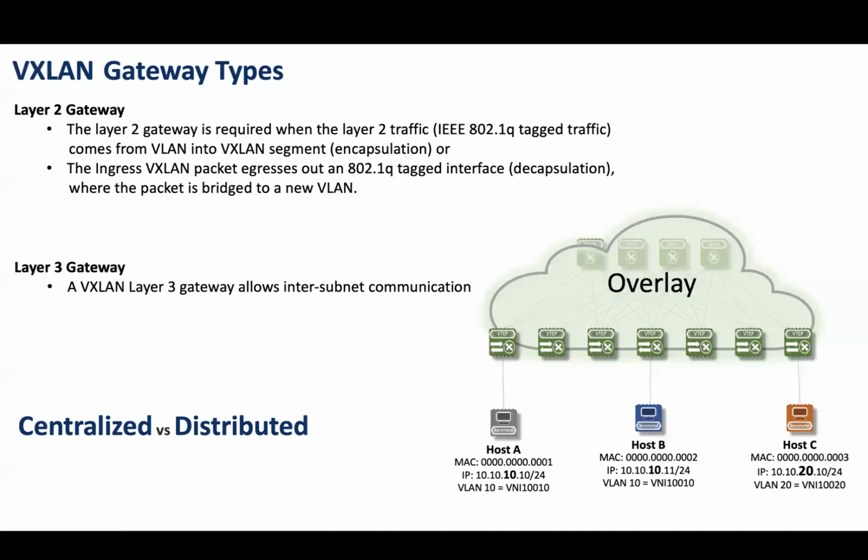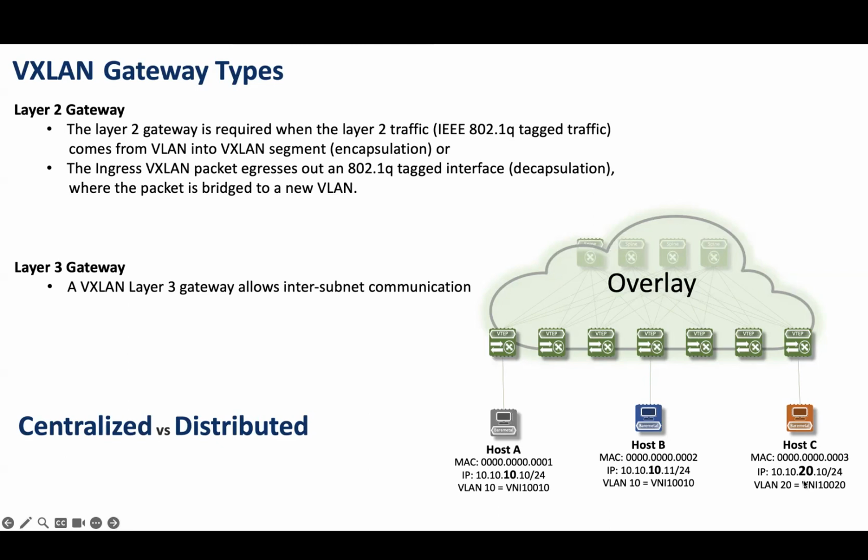Layer 2 Vxlan gateway is a device that is responsible for encapsulating the Ethernet frame into Vxlan frame and decapsulating the Vxlan frame into Ethernet frame. Means bridge a VLAN into VNI or vice versa. Layer 3 Vxlan gateway is used for inter-subnet communication. Means we are sending the traffic between different subnets or different VNIs.